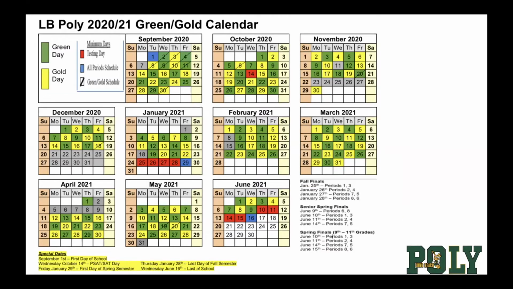Now you're wondering what our green gold day schedule looks like for the remainder of the year. This has been made available to you here in this presentation, and we will also have it on our School Loop homepage. That website is www.lbpoly.schoolloop.com. I'll share that one with you guys a little bit later. So again, this shows you your calendar for the remainder of the year. Again, this documentation is available for you in this presentation, and it'll be on our School Loop homepage.